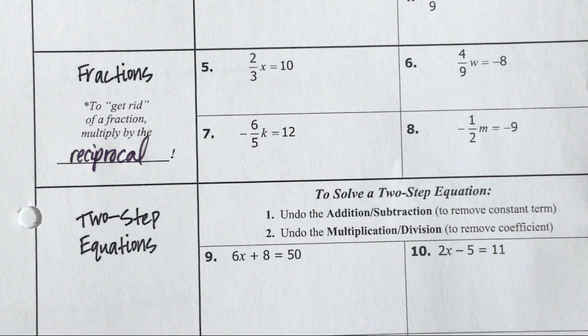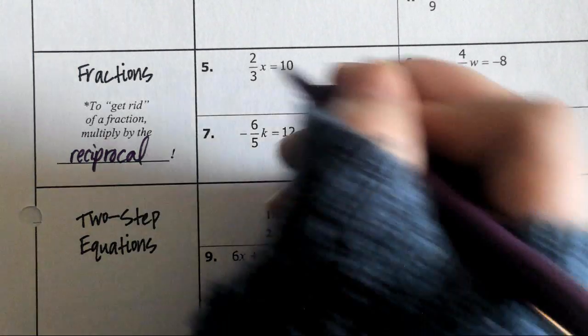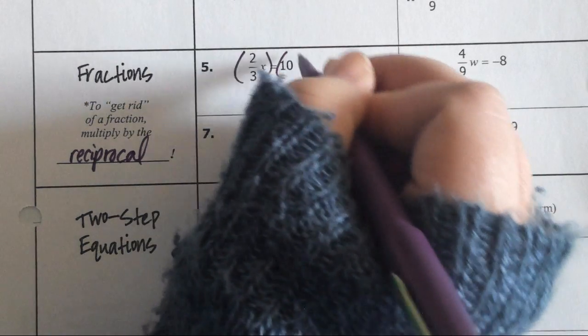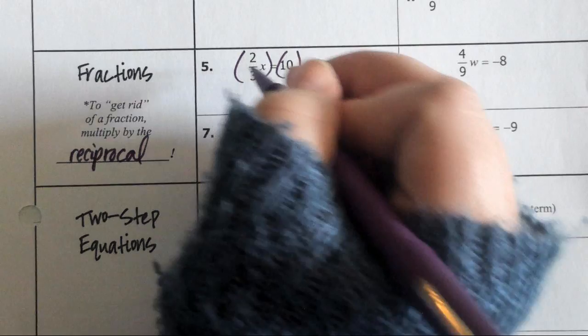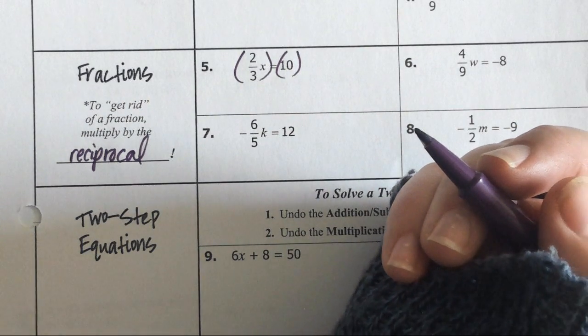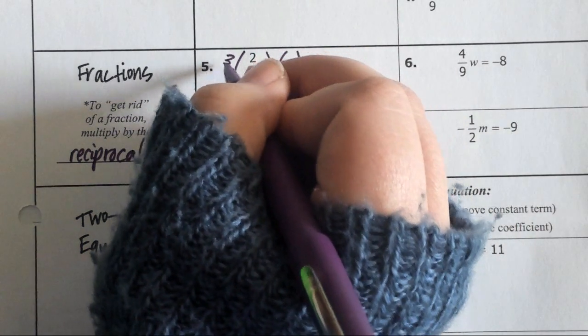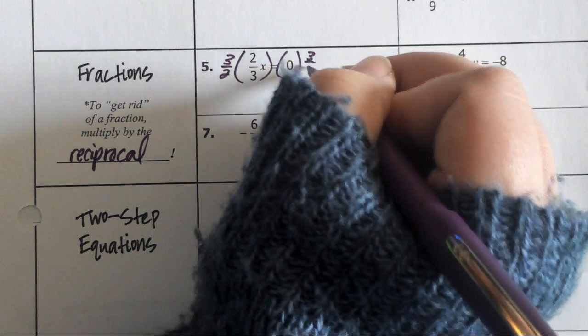When we say reciprocal, if this one's negative, then the reciprocal would be negative. But if our original fraction is positive, then our reciprocal would be positive. Reciprocal literally means the flipped fraction. So in number 5, we would need to multiply both sides by that flipped 2/3. So we're going to multiply both sides by 3/2.